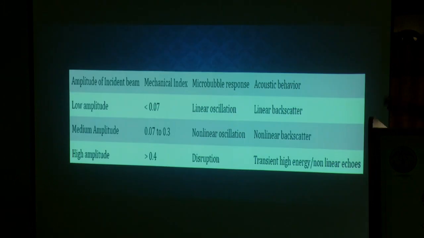So coming to mechanical index, you have to know about mechanical index while using contrast agents for ultrasonography. It should be kept as low as possible according to FDA guidelines. FDA guidelines state that MI should be less than 1.9.